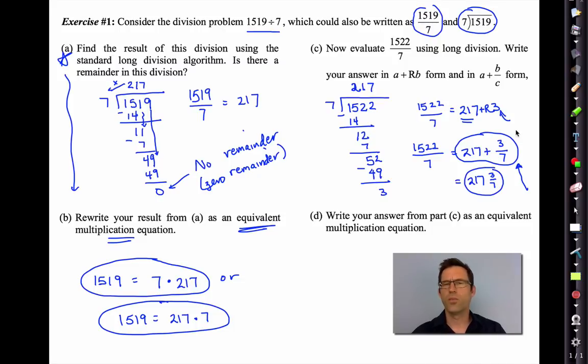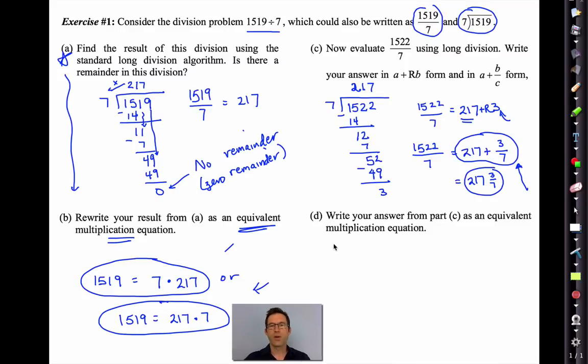Now, what does this mean in terms of what we did down here? I want to write down something very, very similar to this. Well, see if you can write down something similar. Write down this fact, 1522 divided by 7 equals 217 plus 3/7. How can that be written as a multiplication equation?